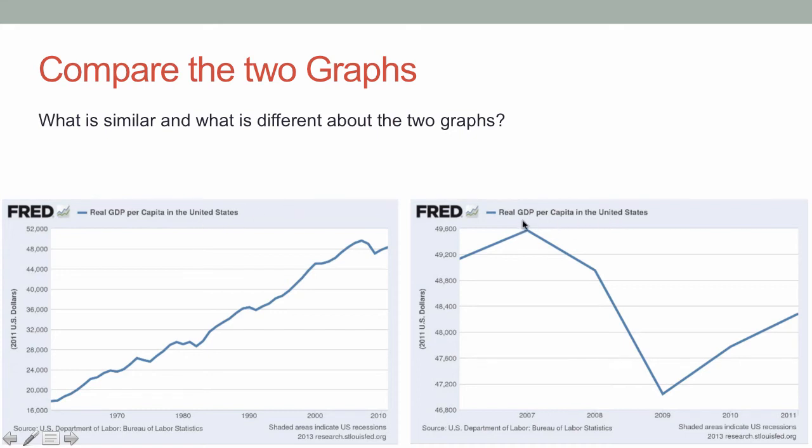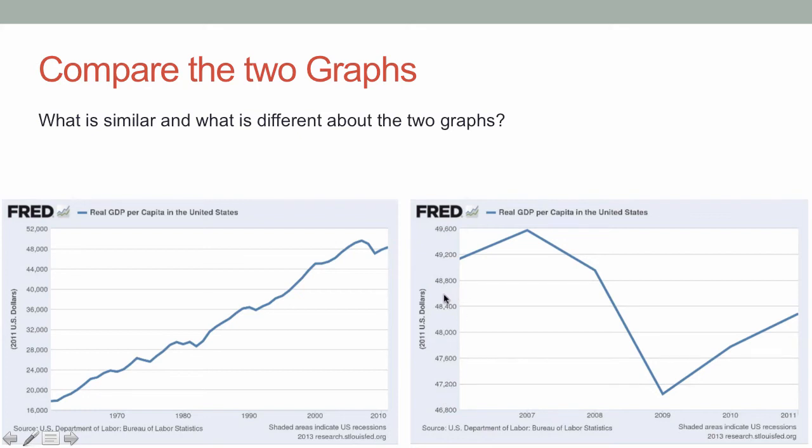This one's also the same title. So they're both showing me the same thing, at least according to the title. The unit is 2011 US dollars here, 2011 US dollars here, and years down here as well. What's different though is the scale. Here I'm going from 16,000 to 52,000, but here I'm going from 46,000 to 49,000. It's a smaller range. With my years, I'm going from 1960 to 2010 on this graph, but on this graph I'm only going from 2006 to 2011.